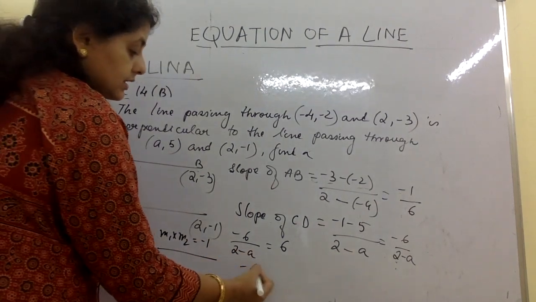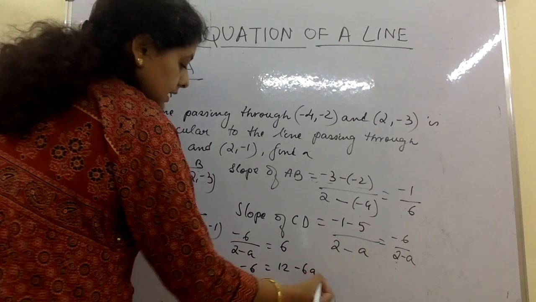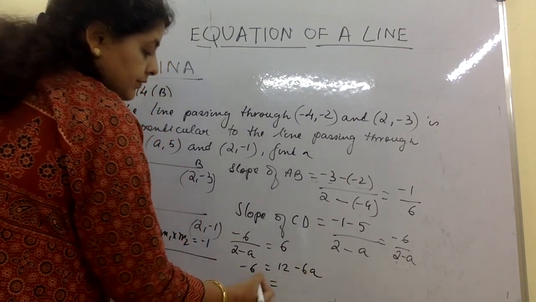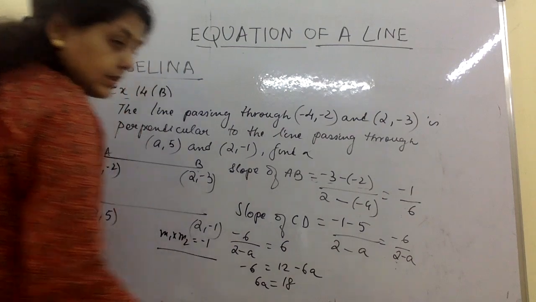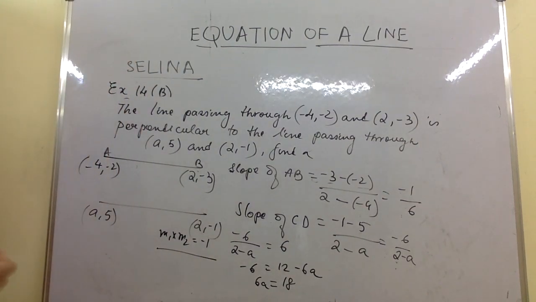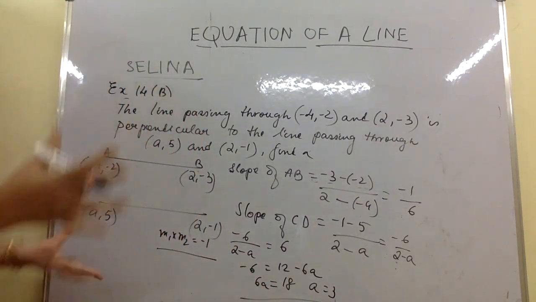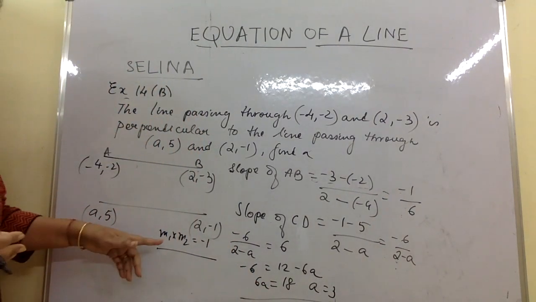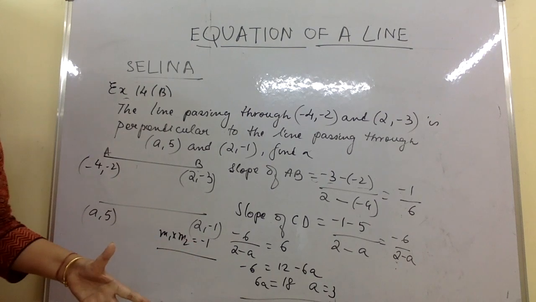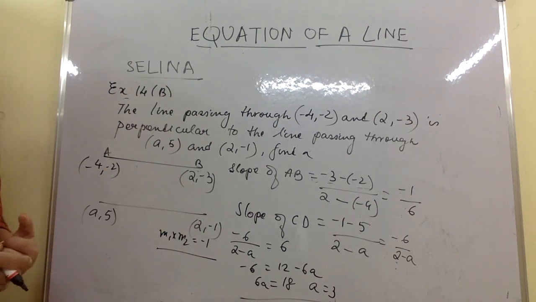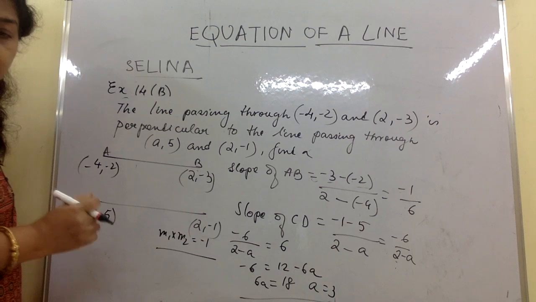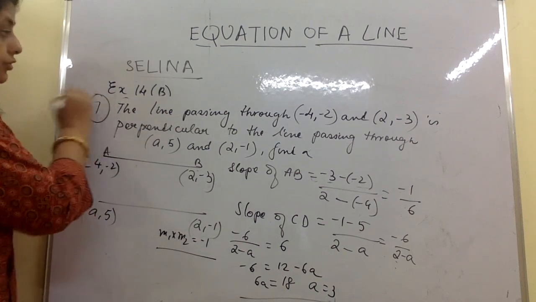So now -6 is 12 minus 6A. So this is how much? 6A is equal to 18, right? 6A is 18, A is equal to 3. So this is how, just with the simple rule that M1 into M2 is a -1, we can very simply find the answers. So this was the 7th question.